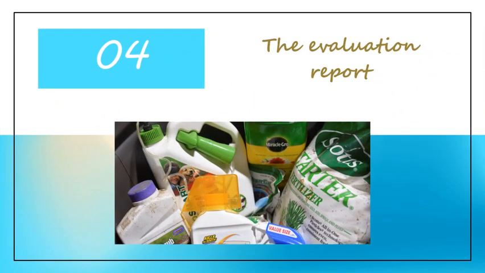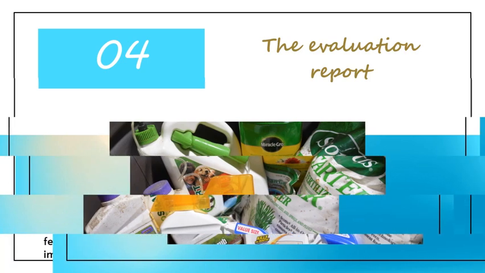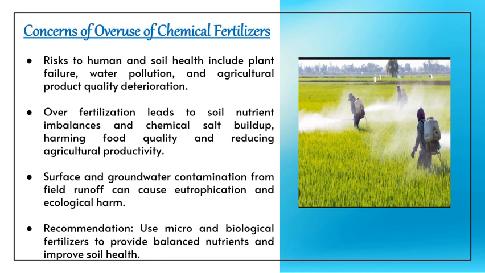I'm going to be addressing the critical issue of environmental hazard associated with agricultural practice, particularly in the context of climate change. Firstly, Article 1 underscores the risk to human and soil health associated with the overuse of chemical fertilizer. These risks include plant failure, water pollution, degradation of agricultural products, and imbalance in soil nutrients.